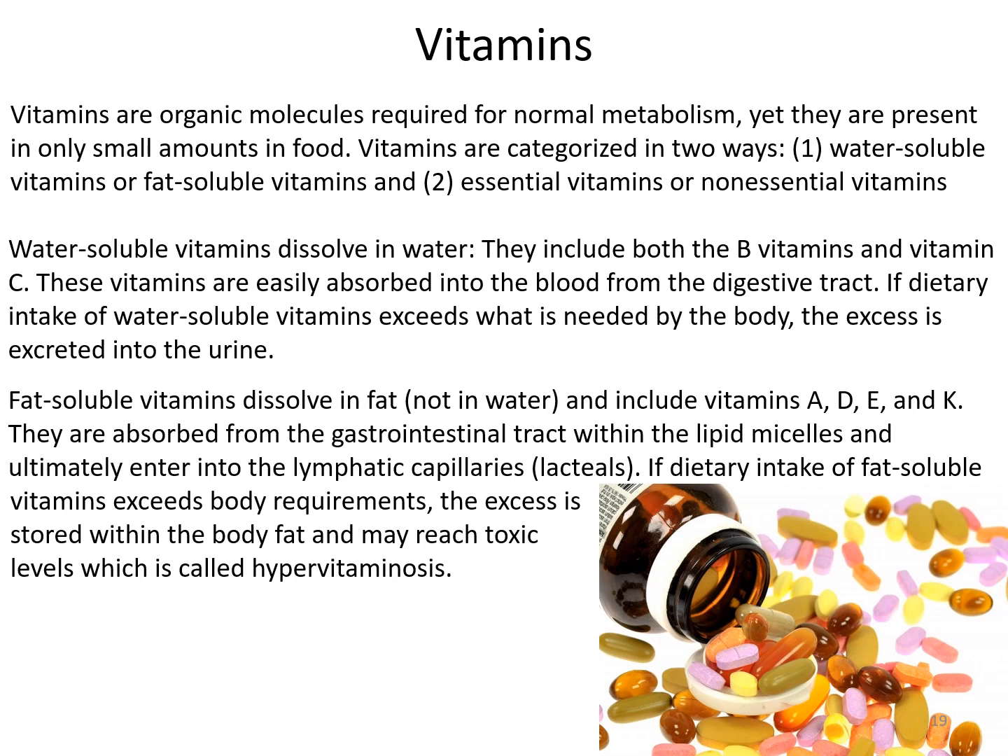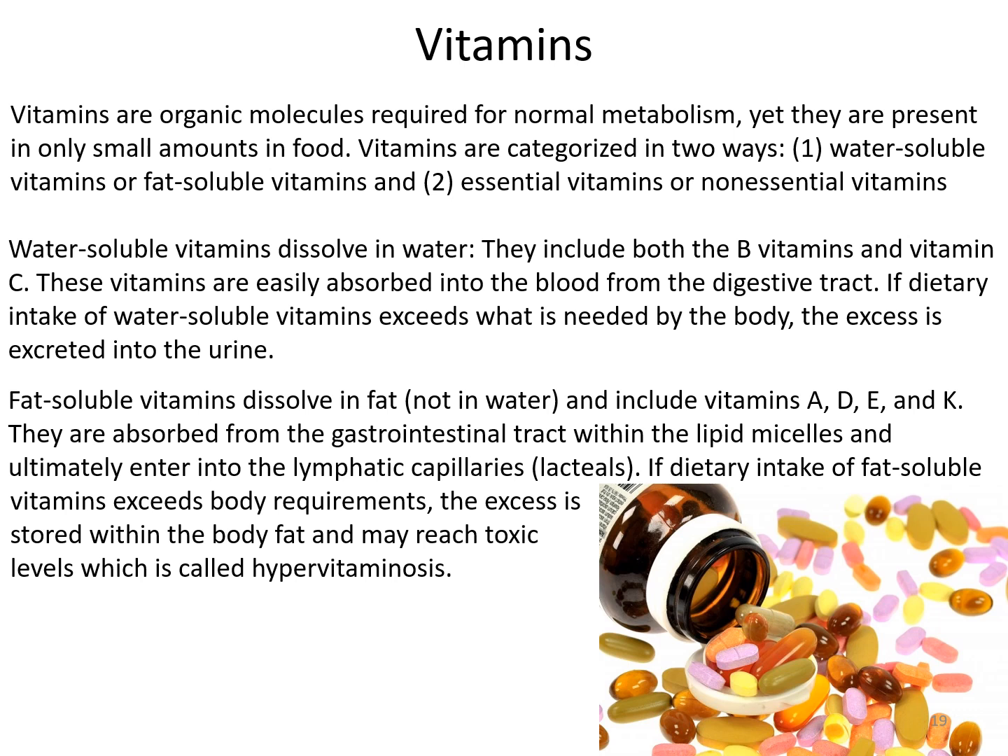Vitamins are organic molecules required for normal metabolism, but they're only present in very small amounts in foods. We categorize our vitamins in one of 2 different ways, either water-soluble vitamins versus fat-soluble vitamins, or essential versus non-essential. So water-soluble vitamins dissolve in water. That's going to be the B vitamins and vitamin C. They're easily absorbed into the blood from the GI tract. And for water-soluble vitamins, if you have an excess of what your body needs, it just excretes it with the urine. So you're not going to overdose on water-soluble vitamins.